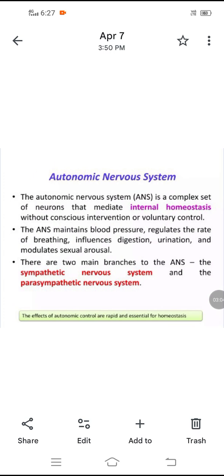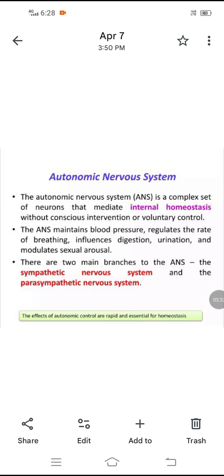Autonomic nervous system is a complex set of neurons that mediate internal homeostasis, that means balance. So the autonomic nervous system is always involuntary. So what are the involuntary functions it includes? It controls blood pressure, regulates rate of breathing, digestion, urination and modulates sexual arousal. These are the autonomic nervous system's functions. Okay, some of the examples are this.